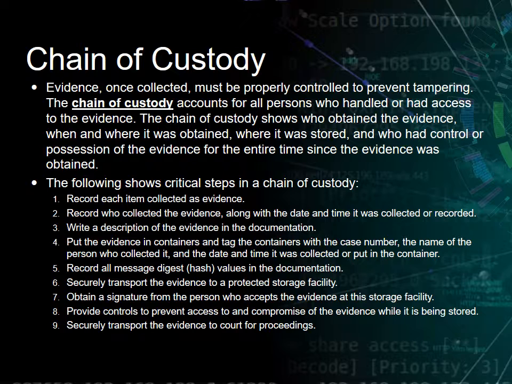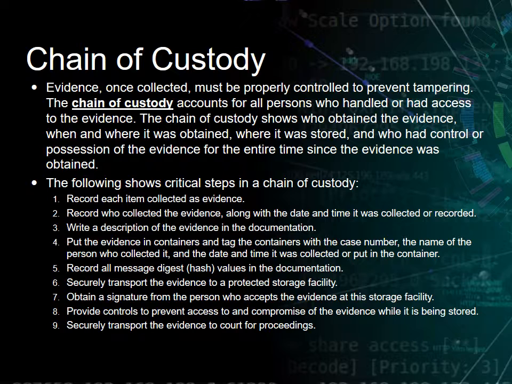The following shows critical steps in the chain of custody. Record each item collected as evidence. Record who collected the evidence along with the date and time it was collected or recorded. Write a description of the evidence in the documentation. Put the evidence in containers and tag the containers with a case number, the name of the person who collected it, and the date and time it was collected or put into the container.